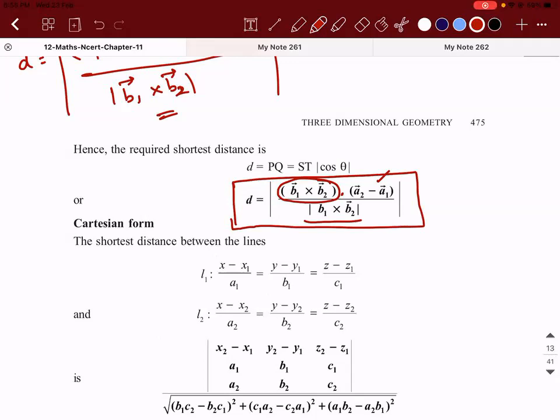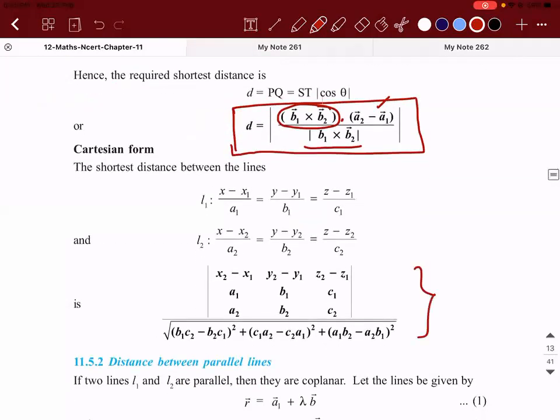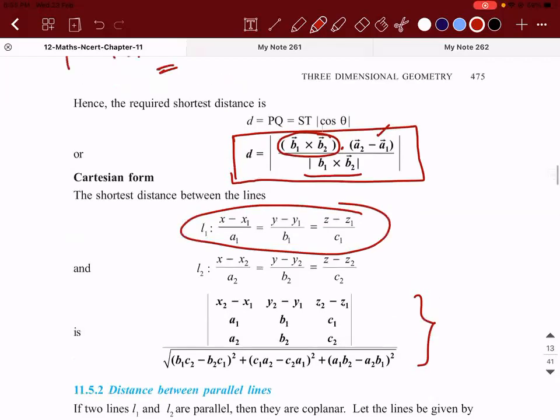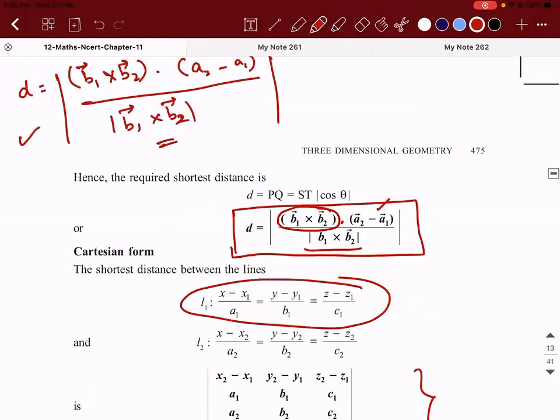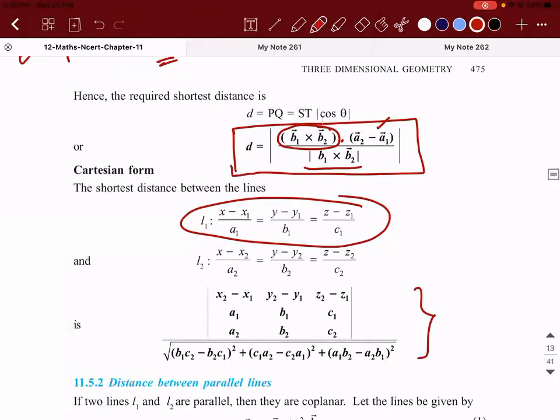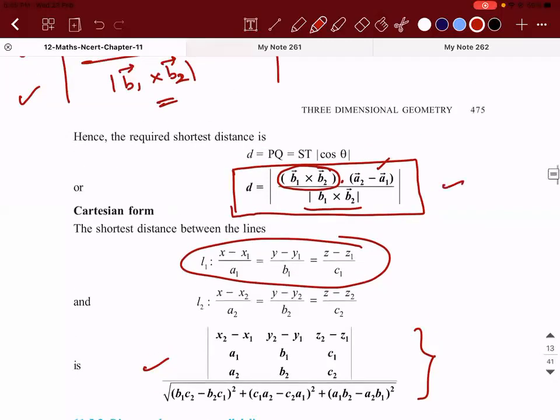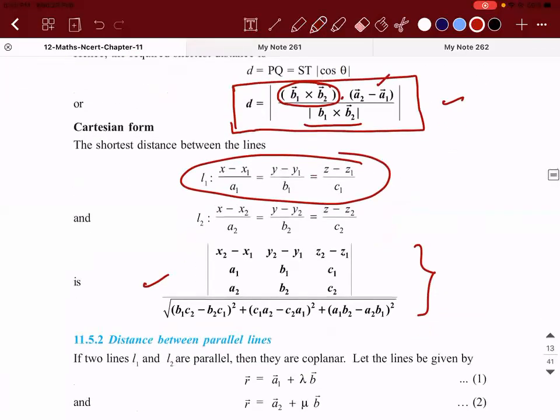See, Cartesian form I'm not explaining, because if they give you the lines in the Cartesian form, I would suggest you convert it to vector form. That will take one extra step, and then apply this formula so that you're not confused with two different things, because this formula is a little tedious. So what did I say? When they give you the lines in the Cartesian form, convert it to vector form and then use this formula.